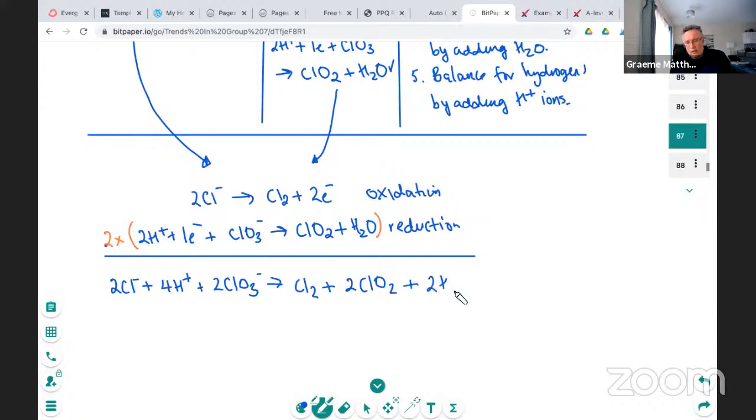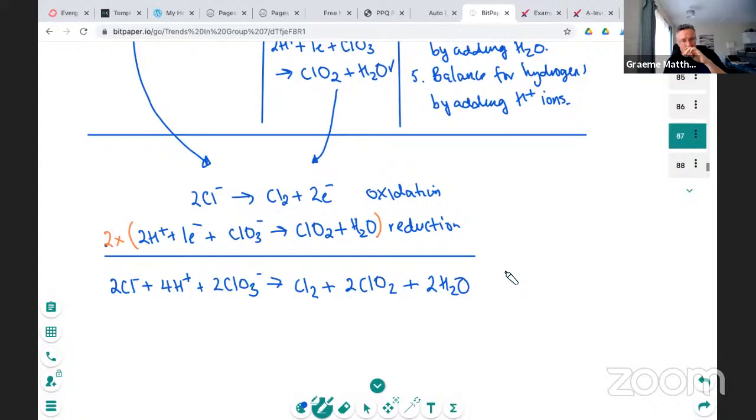All right, so I'll show you the next step. Let's take a quick look. So 2 chlorines, and you've got the Cl2, and this is done for the first bit. So 2 hydrogens times 2, 4 hydrogens, 2 ClO3 minus, 2 ClO2, and 2 waters. Right. Now, this is where you would be if you were balancing in acidic media. Now, acidic solution would be done.